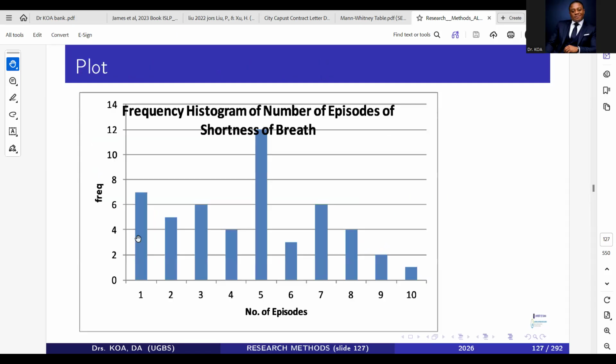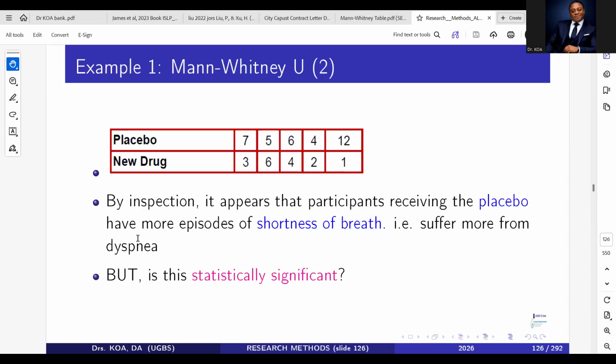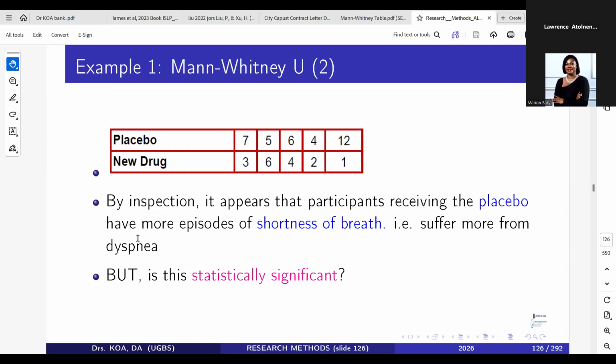There are a few things you want to take note of. When you look at the sample, how many are the sample sizes in each group? By the way, the sample sizes are represented by N1 and N2. The 1 is the placebo group. The 2 is the new drug group. How many are the sample size in each? And how many is the total sample size? You can tell us. The sample size for each is 5.